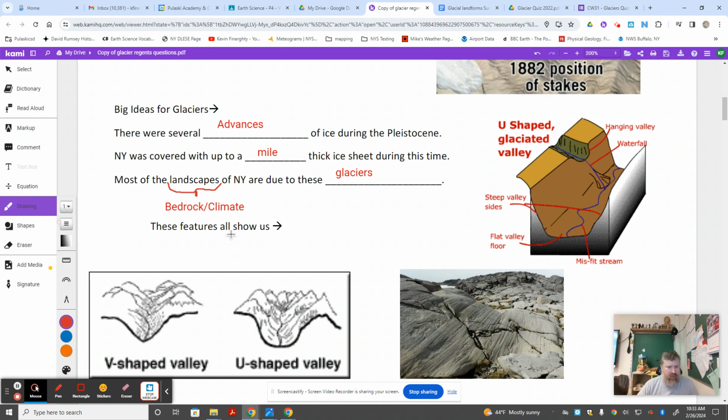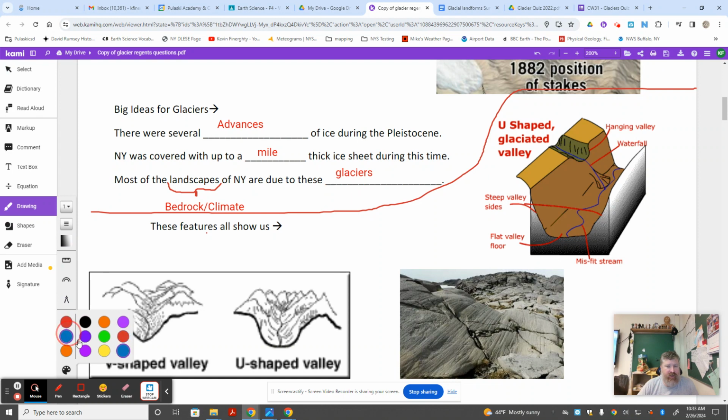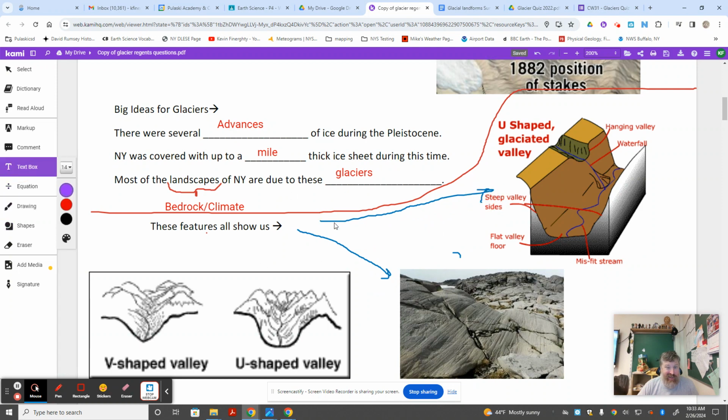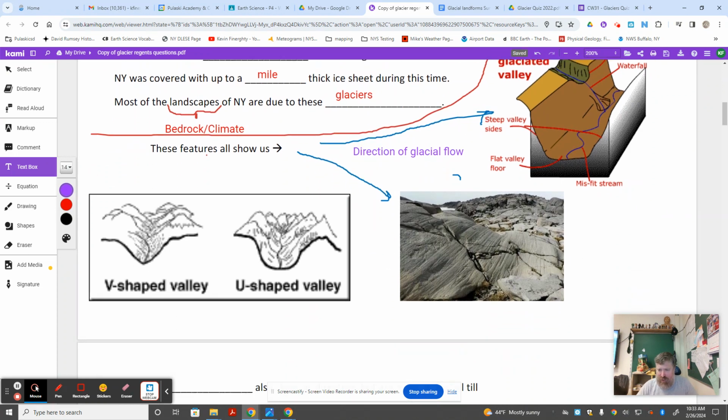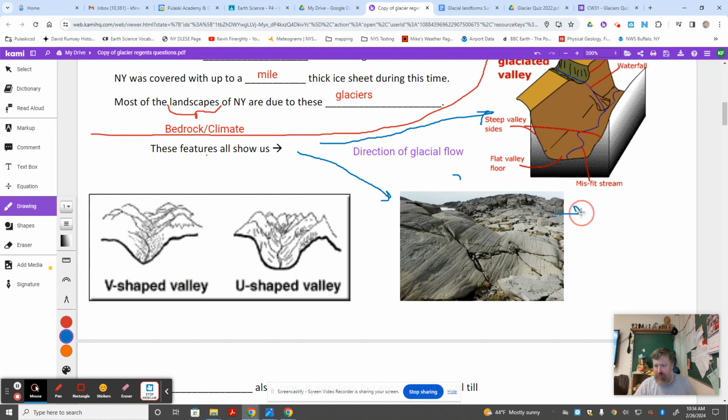So I'm just going to do a line here. This is the next section. These features right here, this one and this one, show us, and the Regents likes this, the direction of glacial flow. The easy one to picture, most people do pretty well with this, are these scratches in the bedrock. If a glacier is riding over bedrock and it has other boulders embedded in it, as it's slowly grinding its way over, it leaves those scratches. We do have to know the name of them, but people usually do pretty well with that.